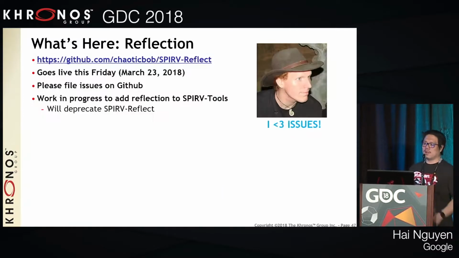And so this will go live on my personal GitHub repo. It'll go live on the 23rd, and if you find any issues, please file them on GitHub, and Cort will get to them. Cort also loves issues, and this is what he looks like again. That's his Twitter pic, by the way. So you have references. And we're working to get this into SPIRV-Tools, and when it does go into SPIRV-Tools, SPIRV-Reflect will likely get deprecated.